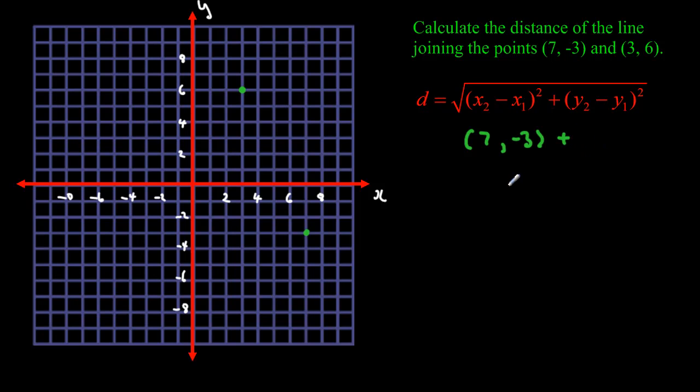Now, we don't need that plus there. We'll just write in 3 and 6. They're the 2 points. What we need to do here is to label these points. Now, there's an x value. We're going to call this x1 because it's the first x value. And that means that this one over here we'll have to call x2.